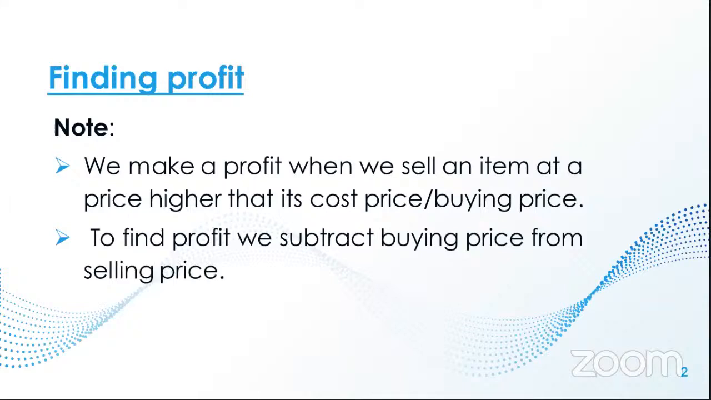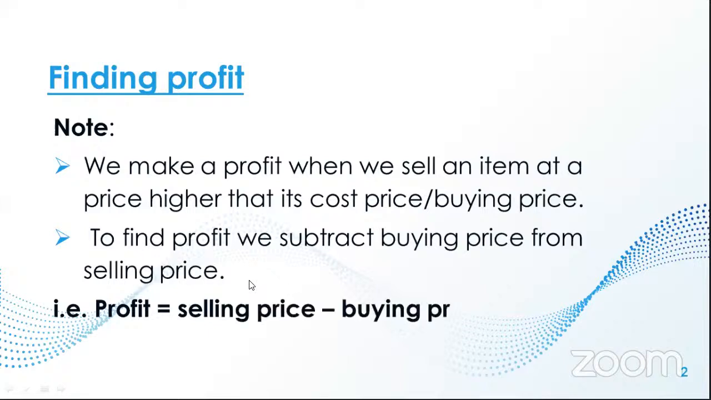So we can find profit by subtracting buying price from selling price. That's how we shall find profit. So if you want to get the profit that you have made, you are going to be subtracting buying price from selling price. So the method we are going to be using is this. We are going to be saying profit equals selling price minus buying price. In summary, for you to get the profit, you are going to be subtracting selling price minus buying price.